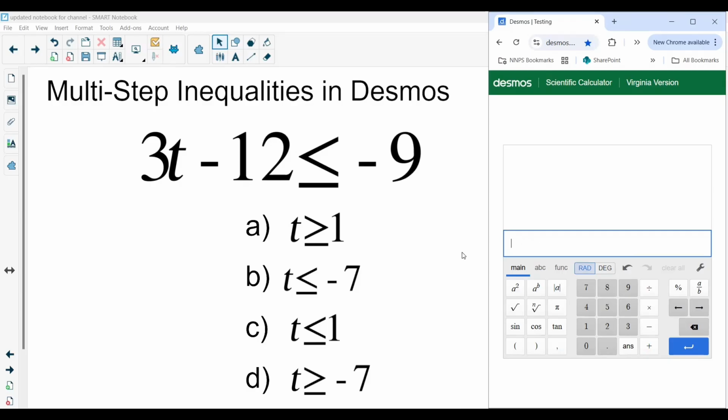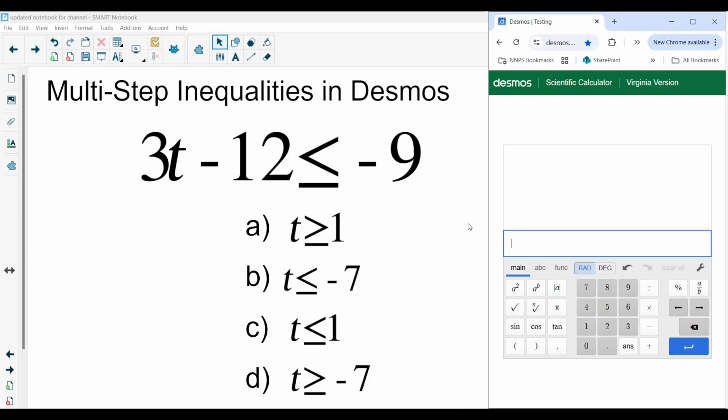So look at our answer choices. You see how they have our inequality sign in them? Hopefully you do. When we see ones like this, we're going to do them as follows. We're going to type them into our Desmos just as we would an equation. Okay? So just imagine this right here being an equal sign instead of an inequality sign when we first start.